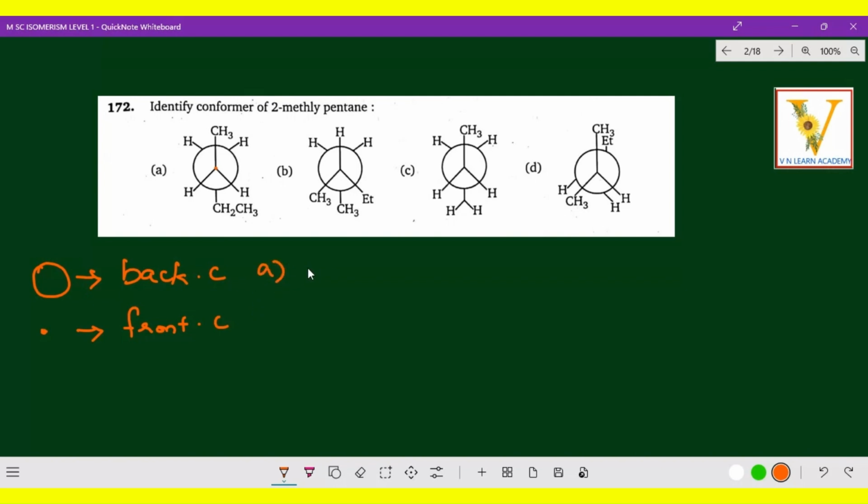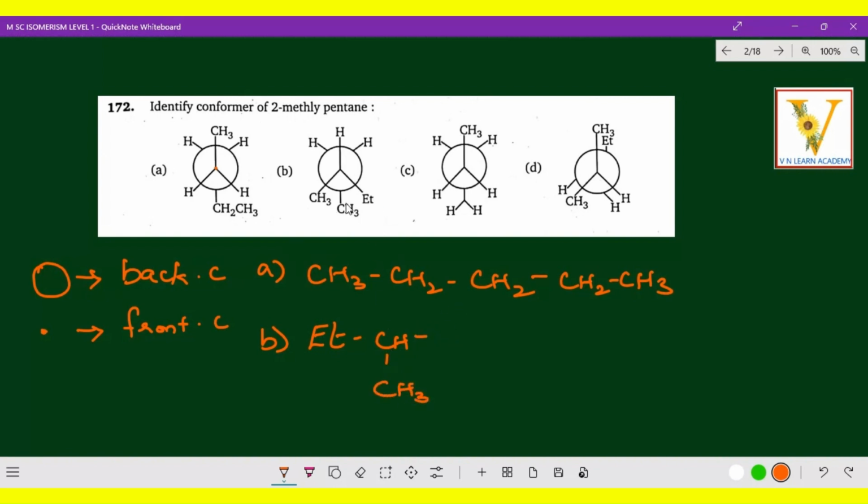So option A: here CH3, CH2 and CH2, CH2. The back carbon in the middle is CH2. Here down CH2, CH3. So this is option A. Option B, I hope you got the clarity. How do we identify? Here this is the dot, the front. This ET means ethyl, it is CH3, right? And here the next one is CH2, CH2, CH3, CH2, CH3.